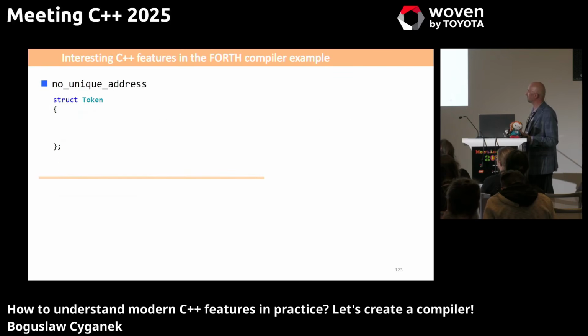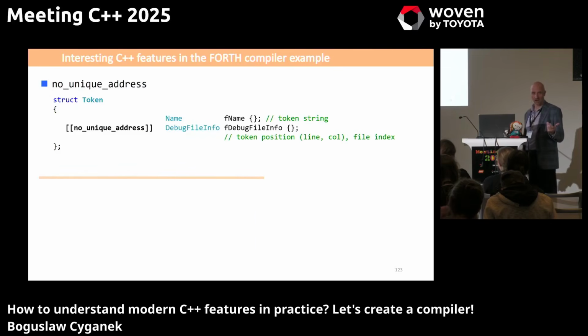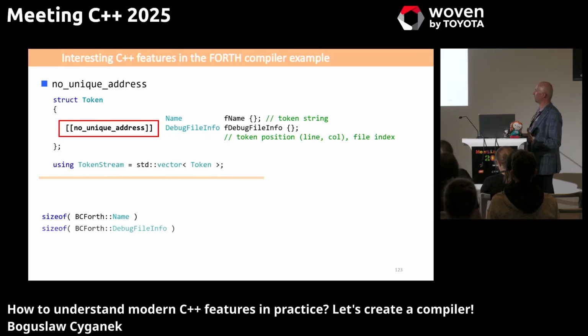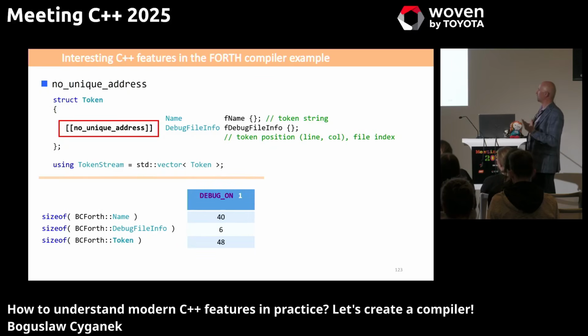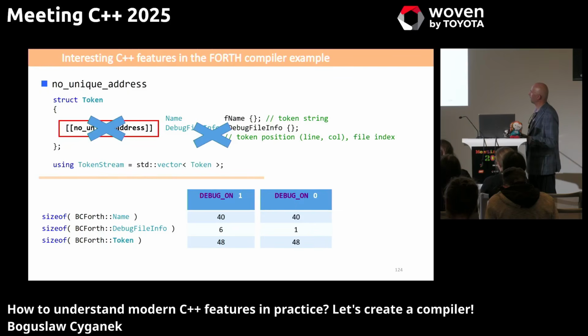No debug information. So we have a token. The token has a name for sure, always, and sometimes it has this debug information, but sometimes it doesn't. So what is the size of this? Okay, if debug is on, we have 40 for the name, we have 6 for the debug file info, so we have 48 with alignment. But what happens if we have non-debug and no_unique_address? Again, we have 40. Look at this. Debug is empty, but its size is 1. And again, the size of the entire data structure is 48.